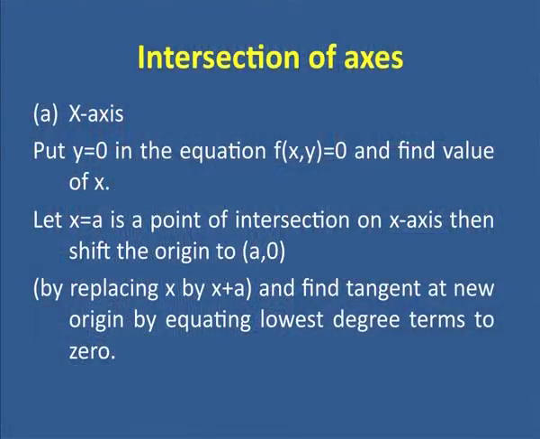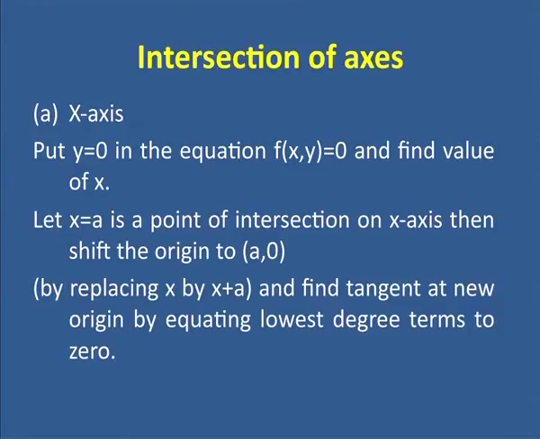Now I will explain the third point which helps the tracing, that is intersection with the axis. First we find the point of intersection with the x axis by putting y equal to 0 in the given equation and finding the value of x. Let us suppose x is equal to a is the point where y is equal to 0. Then we have the point (a, 0) as the point of intersection on the x axis.